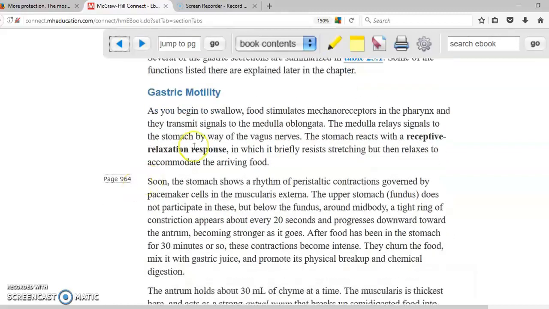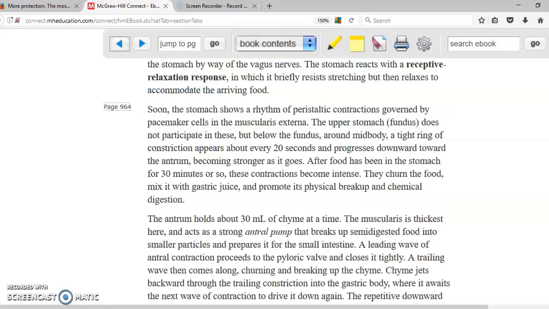Gastric motility, when you swallow the food, it stimulates mechanoreceptors that you have in the pharynx, and this stimulates your brainstem. And then your brainstem will prepare your stomach to receive the food. Once the food reaches the stomach, it is going to start moving, turning and churning, trying to mix the food with the acid to start breaking down the food.